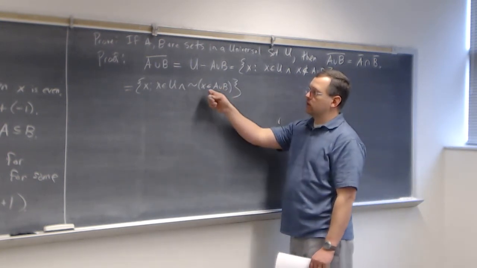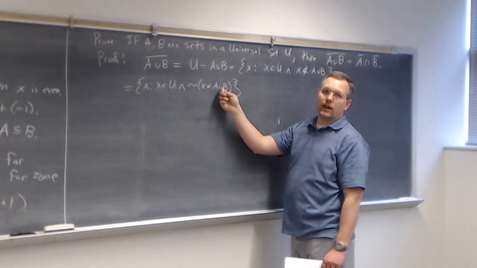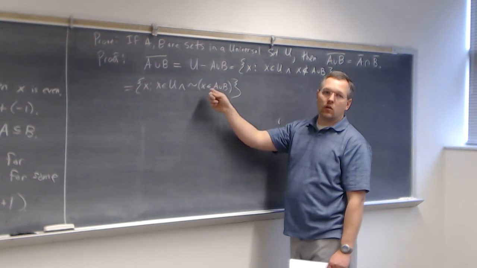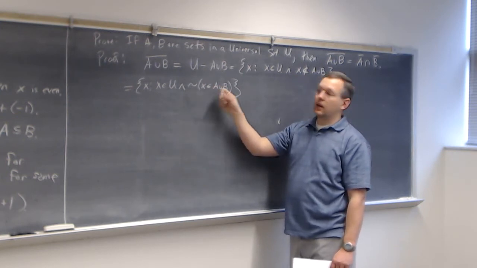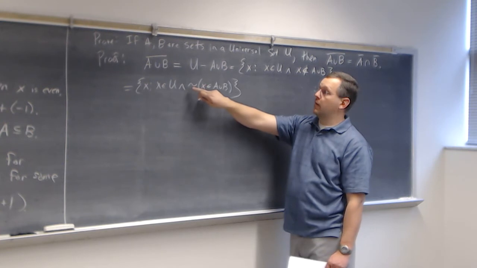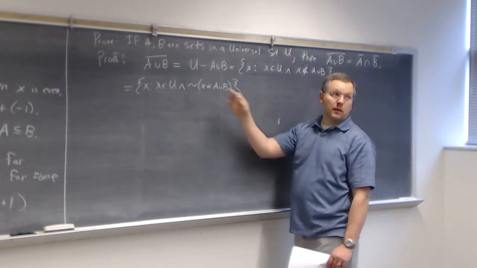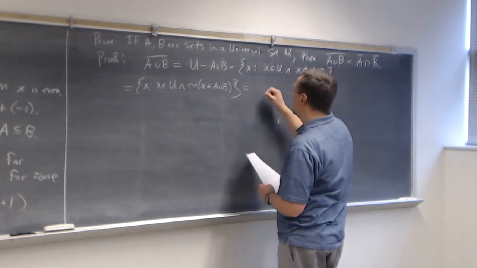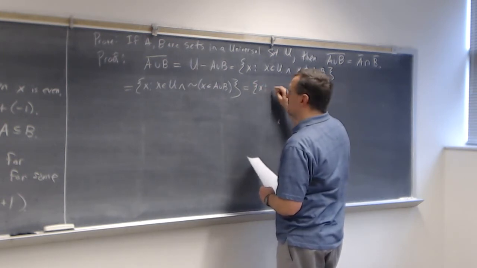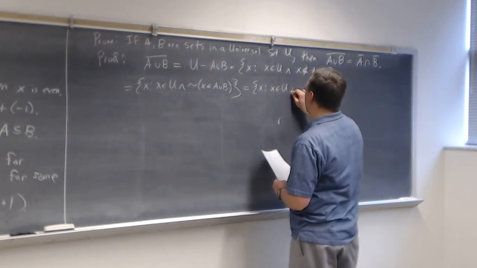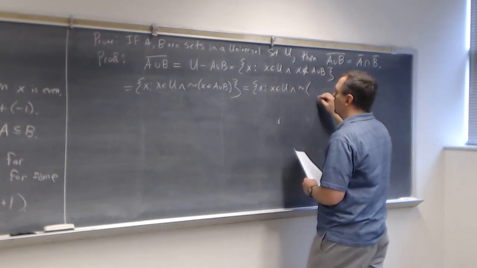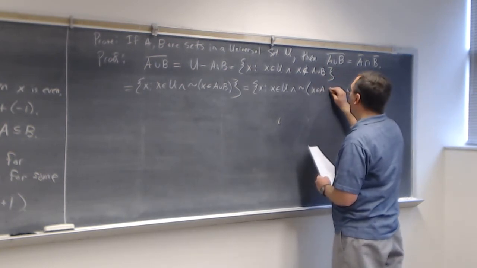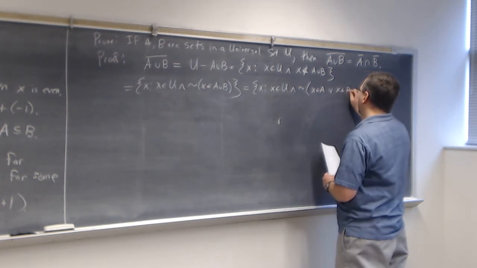Now I'm going to unravel this. What does it mean that X is an element of A union B? This means that X is an element of A or X is an element of B. And you can see where De Morgan's law is going to come in. I'm gonna have a negation of an or statement, and I'm gonna unravel that using De Morgan's law. So this is the set of x such that x is in U, and it is not the case that x is an element of A or x is an element of B.